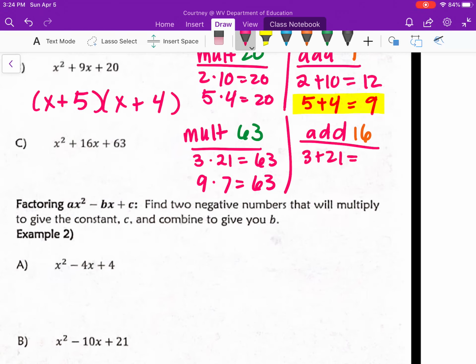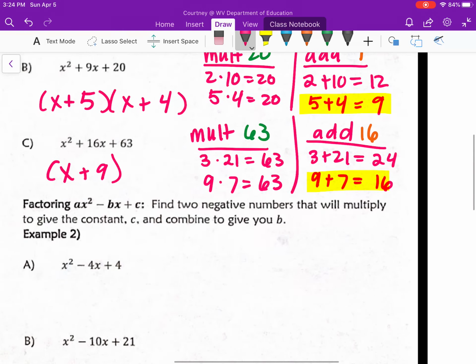Let's try 3 and 21. Well, that gives us 24. That's not it. 9 plus 7 gives us 16. So 9 and 7 are our winners. Over here, x plus 9 and x plus 7.